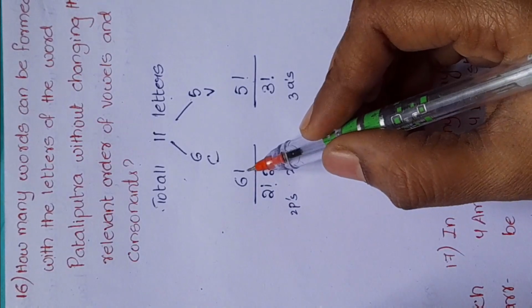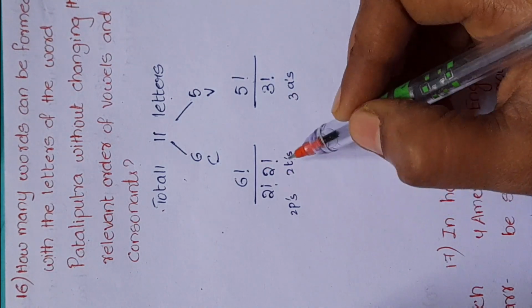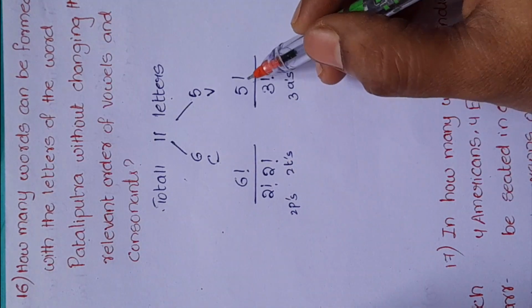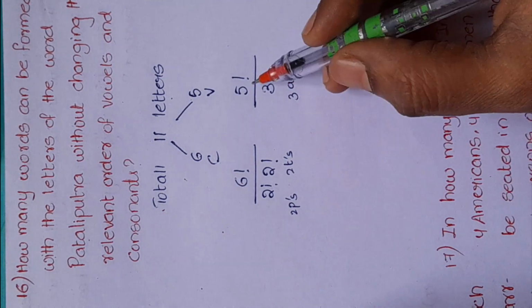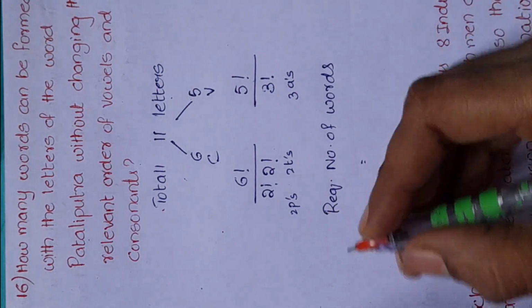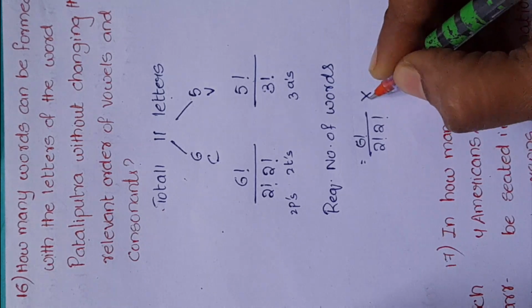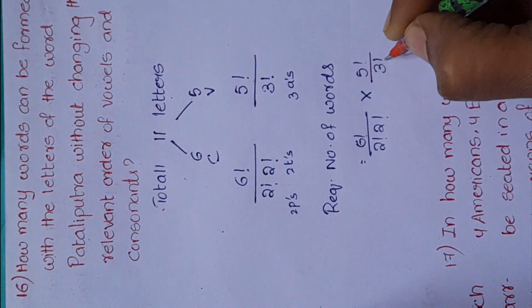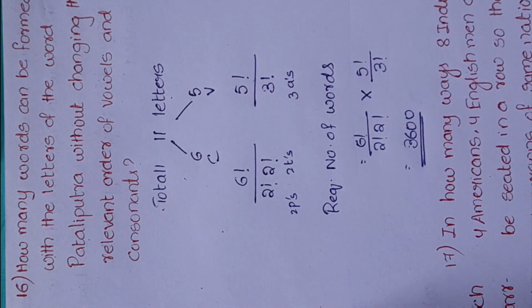Here the 6 consonants are arranged in 6 factorial ways, divided by 2 factorial because there are 2 p's, and divided by 2 factorial because there are 2 t's. Here 5 vowels are arranged in 5 factorial ways and there are 3 a's, so divided by 3 factorial. So the required number of words is 6 factorial by 2 factorial into 2 factorial, into 5 factorial by 3 factorial. From this we get 3600 words can be formed.